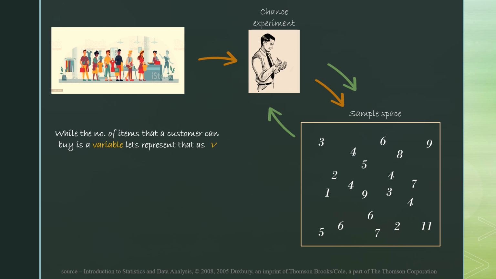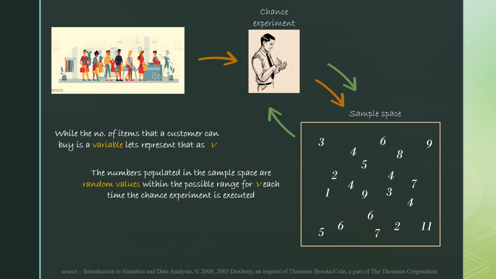While the number of items that a customer can buy is a variable, let's represent that as V. The numbers populated in the sample space are random values within the possible range for V each time the chance experiment is executed. The numerical variable X that represents the sample space is hence a random variable.